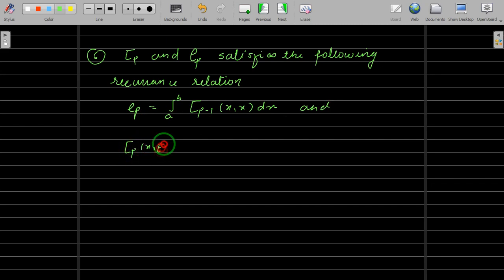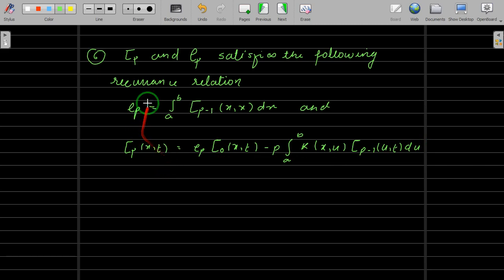And your capital Cp of x comma t is equal to small cp into capital C0 of x comma t, minus p times the integral from a to b of k of x comma u, capital C p minus 1 of u comma t du.